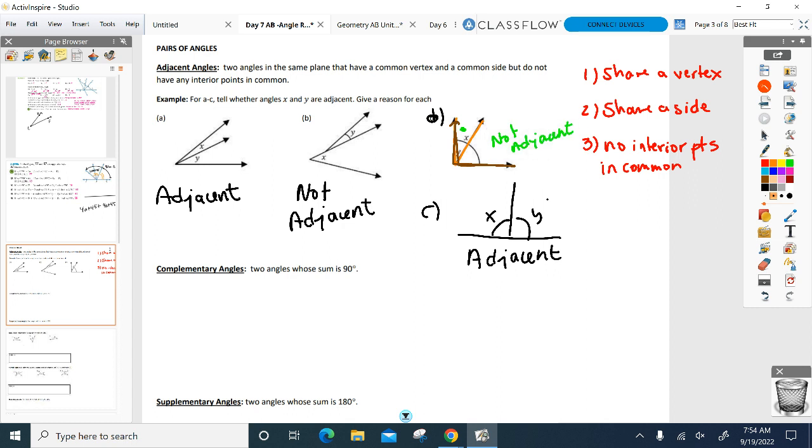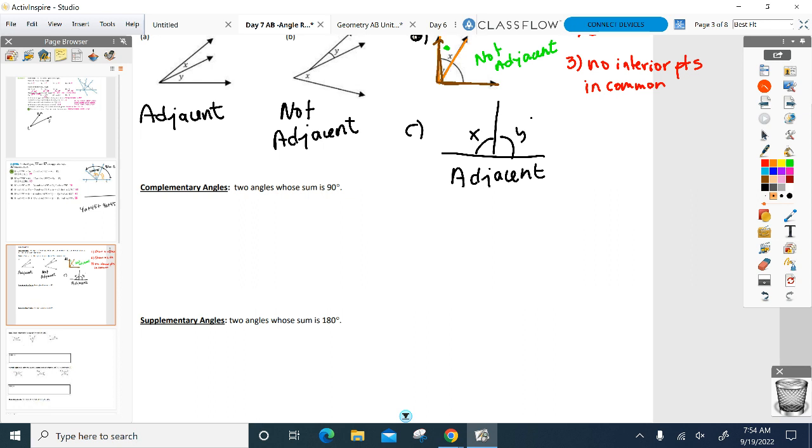All good on adjacent angles? Complementary. I think this is a term you've heard before. Angles that add to 90, but I'm going to be pretty particular about this. Notice the definition: it's got to be 2. What if you have 3 angles that add to 90? You know what you call those? Complementary is for 2 and 2 only.